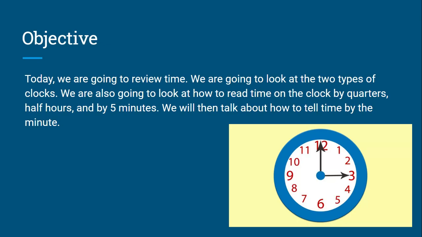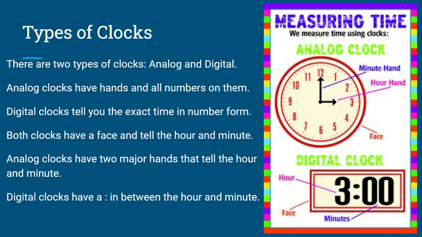All right, so today we're going to look at time. This is going to be a review lesson. We're going to be looking back at what are the two types of clocks. We're going to look at how to read the clock by quarters, half hour, by minutes. We're going to look at how to tell the time by the minute, and we're going to look at elapsed time. All right, so to start, there are two types of clocks, analog and digital.